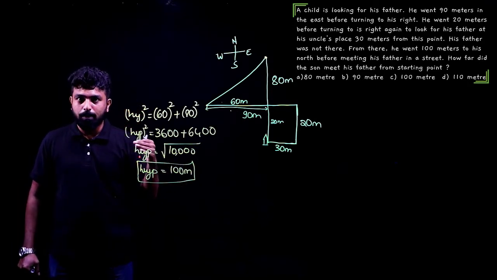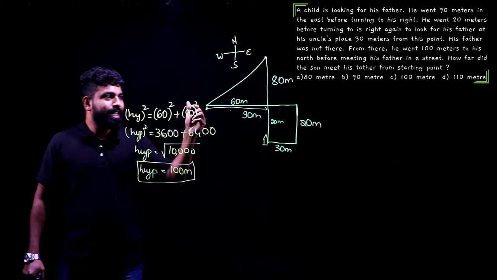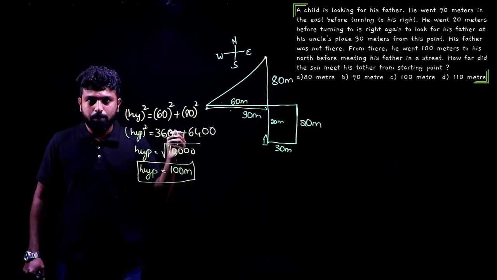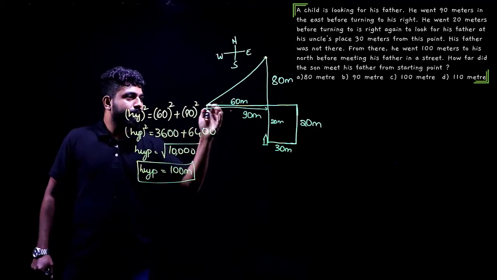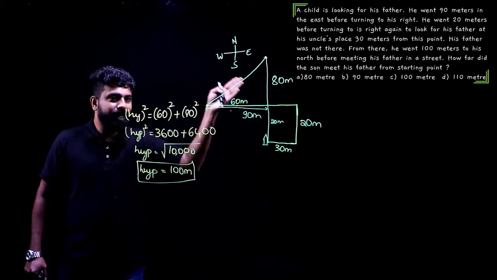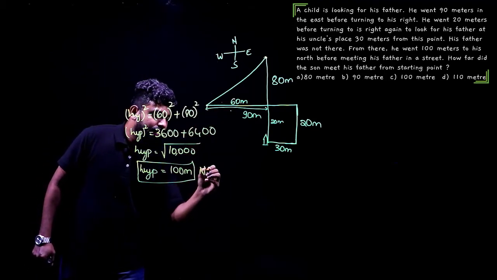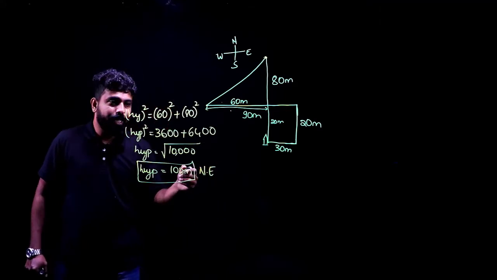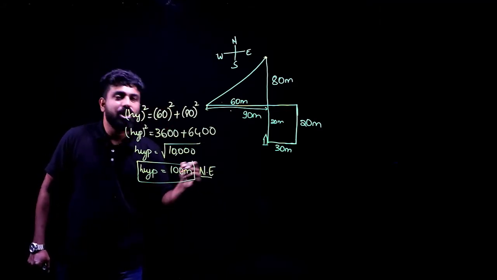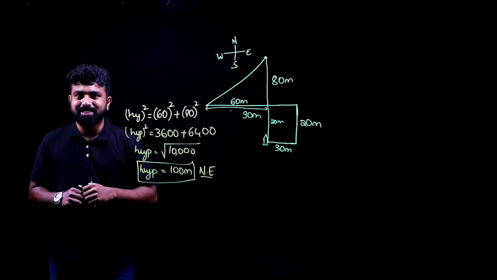What if they had asked about the direction? In which direction did the son meet his father from the starting point? It is between north and east. So the direction will be 100 meters towards northeast. So if they asked for the direction, it will be 100 meters towards the northeast, and that's our final answer. Let us move on to our next question here.